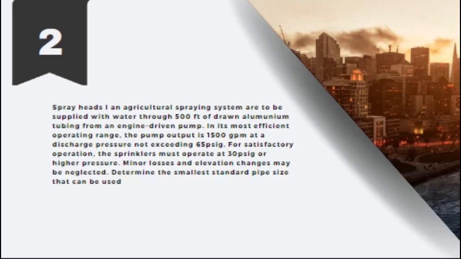So for question number 2, spray heads in an agricultural spraying system are to be supplied with water through 500 feet of ground aluminum tubing from an engine-driven pump. In its most efficient operating range, the pump output is 1,500 GPM, or gallons per minute, at a discharge pressure not exceeding 65 psig.